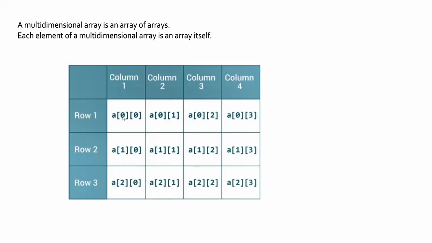So it will become a of 0 comma 0. In the same way, this is a of 0 comma 1, where 0 is the row and 1 is the column. So the first index represents the row and the second index represents the column. This is how it looks.